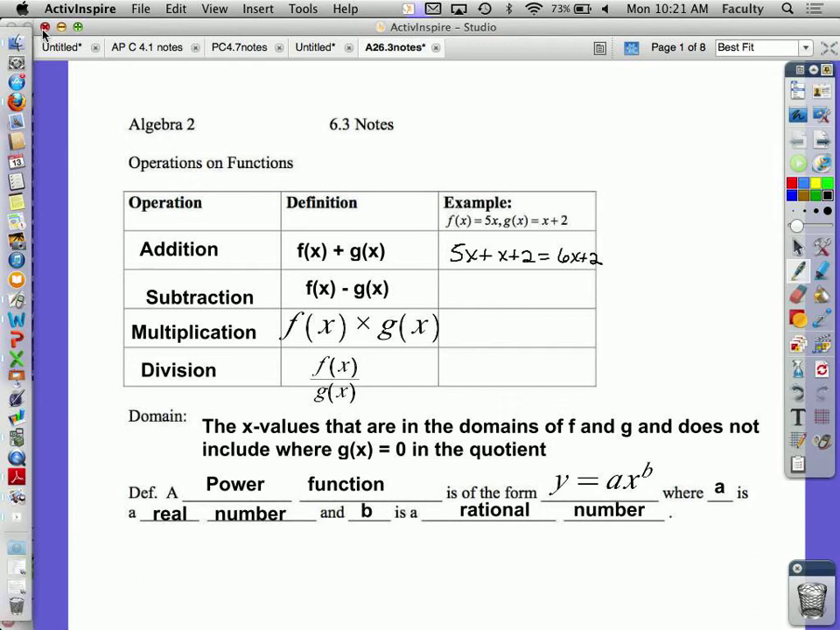Now when you subtract f of x minus g of x, you've got to be careful here. When you subtract a sum or a difference, you get 5x minus 2. So put a little star next to this one with subtraction. If that second function is a sum or a difference, you're going to need to distribute.